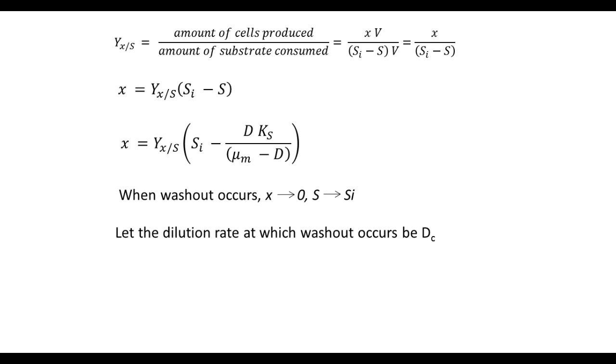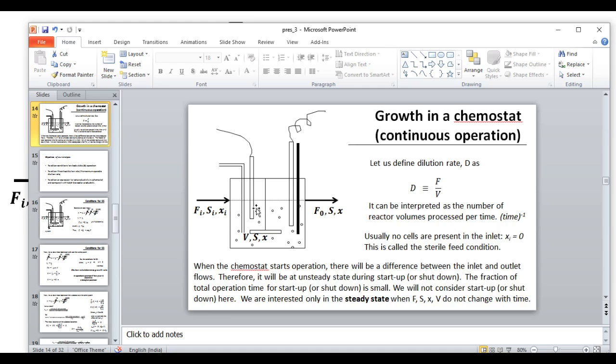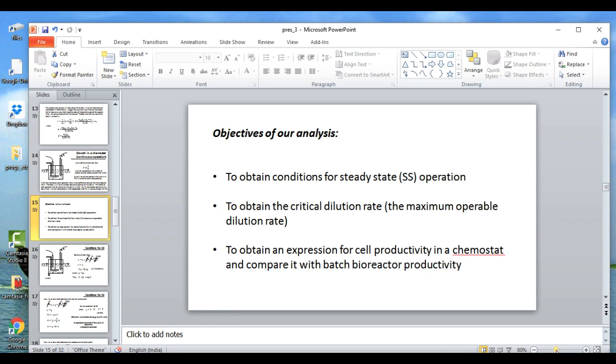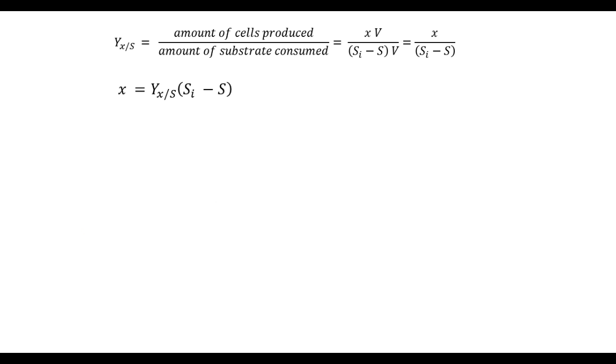Okay. Now, while we are going through all these things, let us also recall why we are doing these things. We are looking at conditions for the steady state operation. The objectives of our analysis are to obtain conditions for steady state operation, and to obtain the critical dilution rate, the maximum operable dilution rate. And that is what we are looking at now through a lot of algebra. When you're doing the algebra, it's good not to lose sight of this. That's why we need to remind ourselves as to what we are doing. Now let's get back. Yes, we were here.